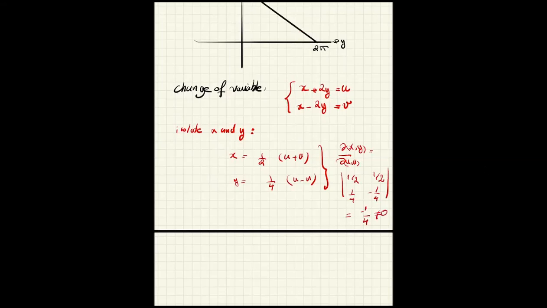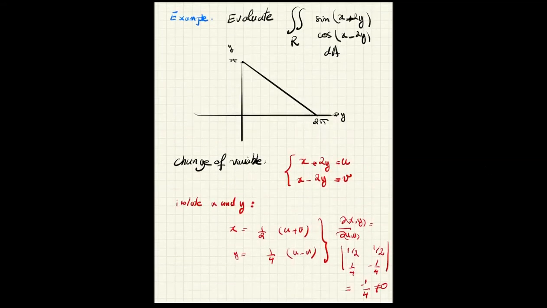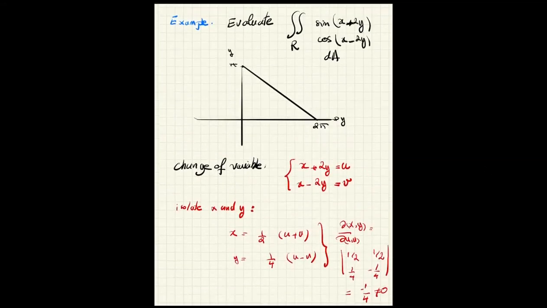It's not a function anyway. So the Jacobian here is not even going to be a function of u and v. You can just take it out right now. So that's a good sign.